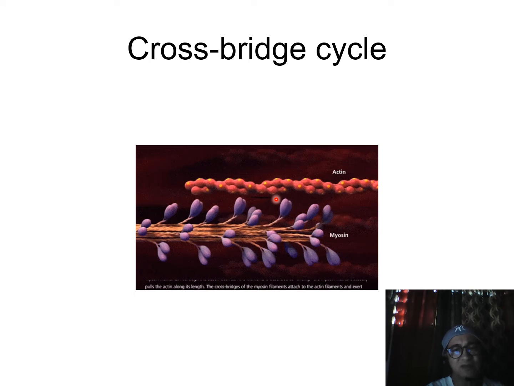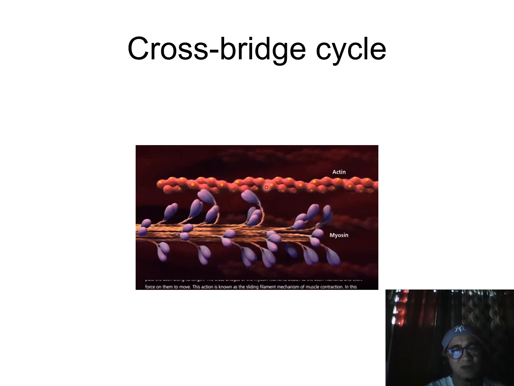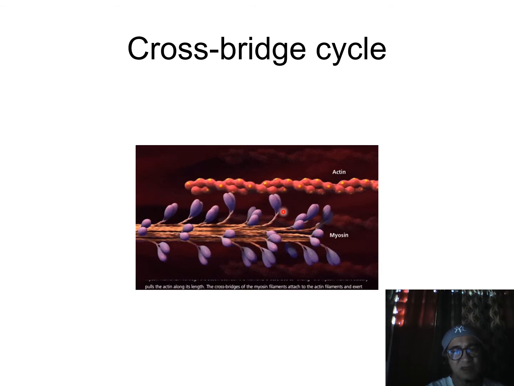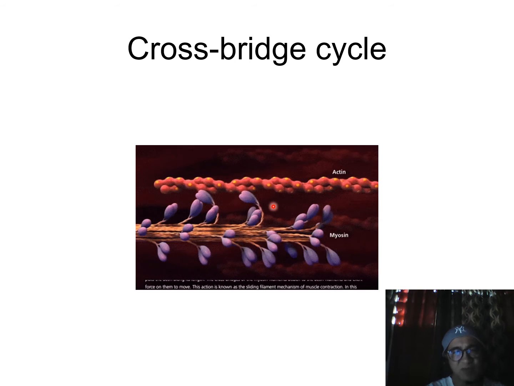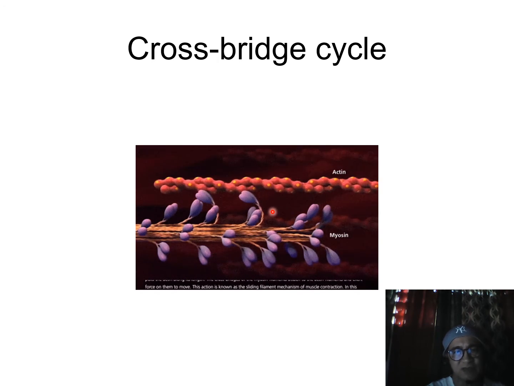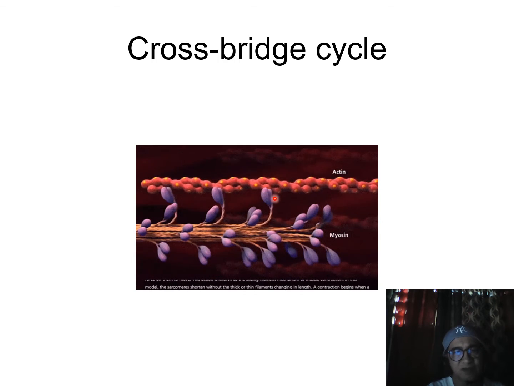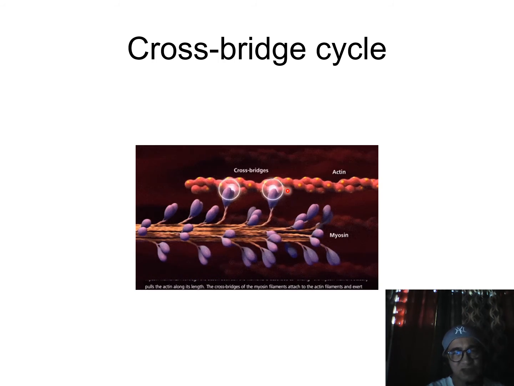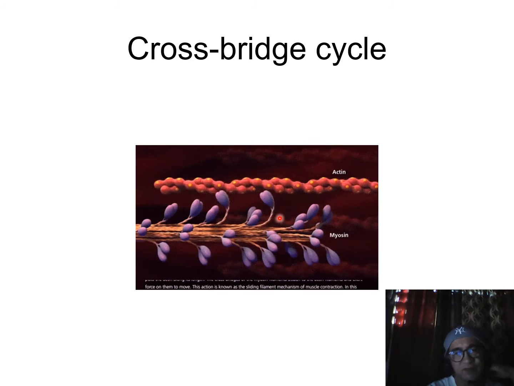The attachment, swiveling, and detachment of the cross bridges or myosin heads to the actin filament is mediated by energy that comes from ATP. As the ATP hydrolase breaks ATP, it releases energy that allows the myosin heads to swivel and detach, and then to attach again and detach, and so on.